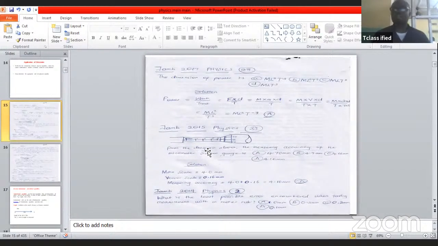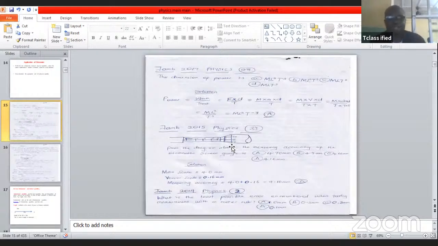So let's look at question number 2. We see JAMB 2015 physics question number 33. And you can see this is purely a micrometer screw gauge. So how do we measure using a micrometer screw gauge? That's what we're going to look at now.